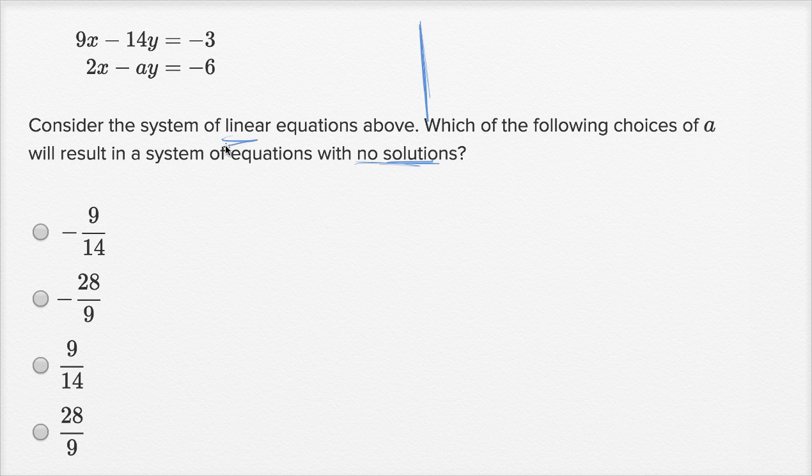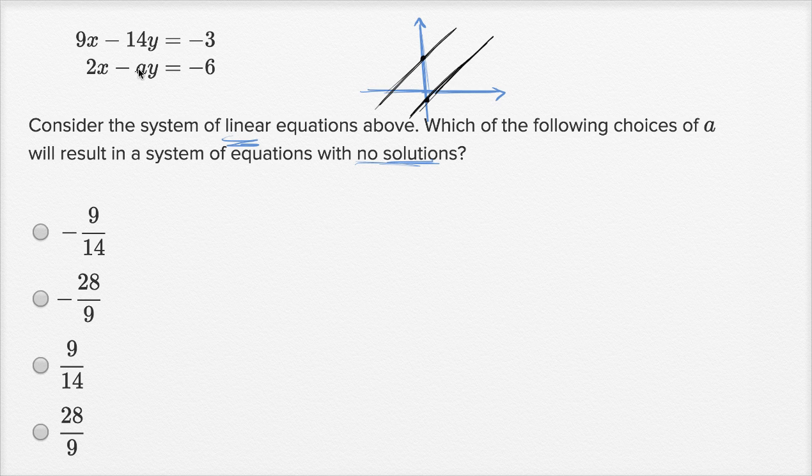No solutions. A system has no solutions if both lines, and these are both linear equations, are parallel. They're never going to intersect. There's no XY pair that satisfies both of them. So if they are parallel, then you're going to have no solutions. So what makes two lines parallel? Well, if they have the same slope but different y-intercepts, you're going to be parallel.